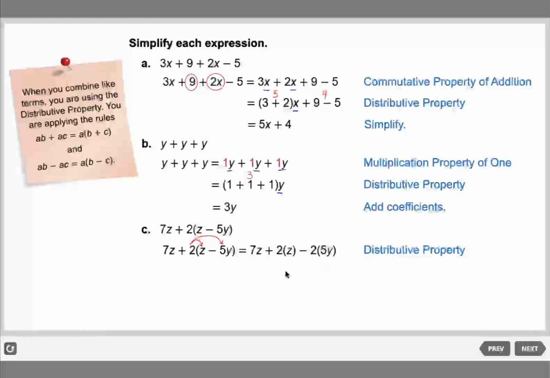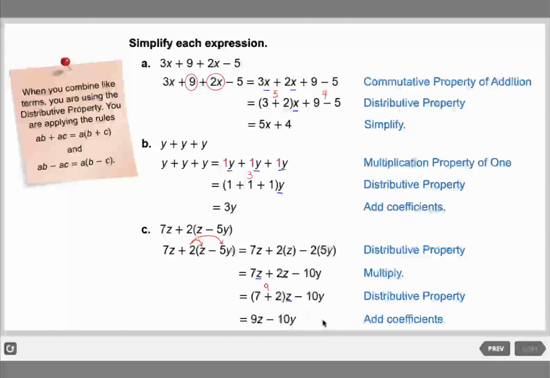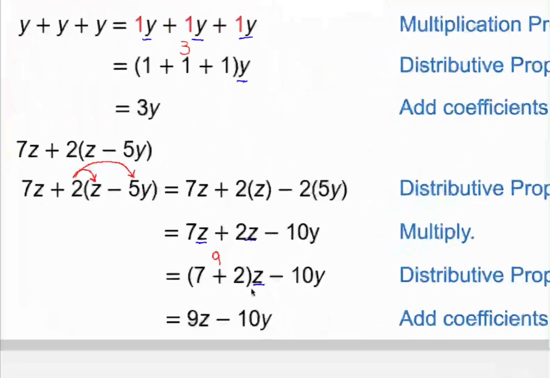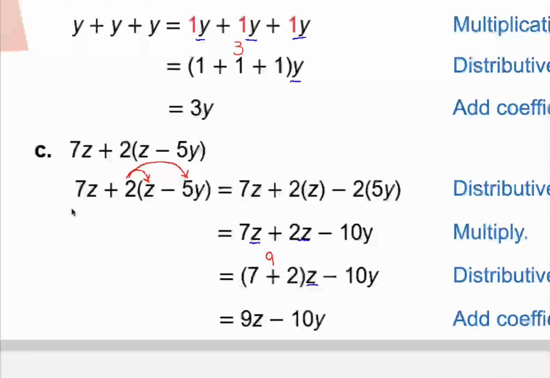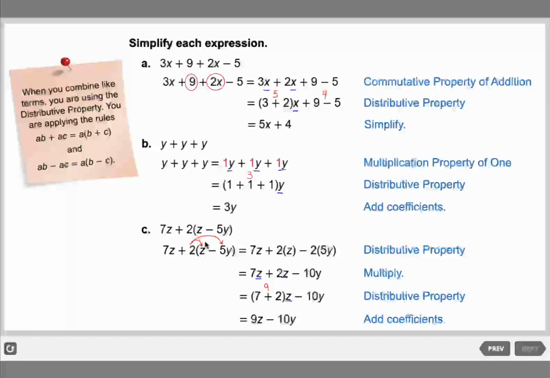Okay, now multiply. It will be 7z plus 2z. 2 plus 7 equals 9. Okay, so it will be 9z minus 10y. Okay, thank you, my hero. So, my heroes, when you simplify expressions, you need to use distributive property first. Then you combine the like terms.